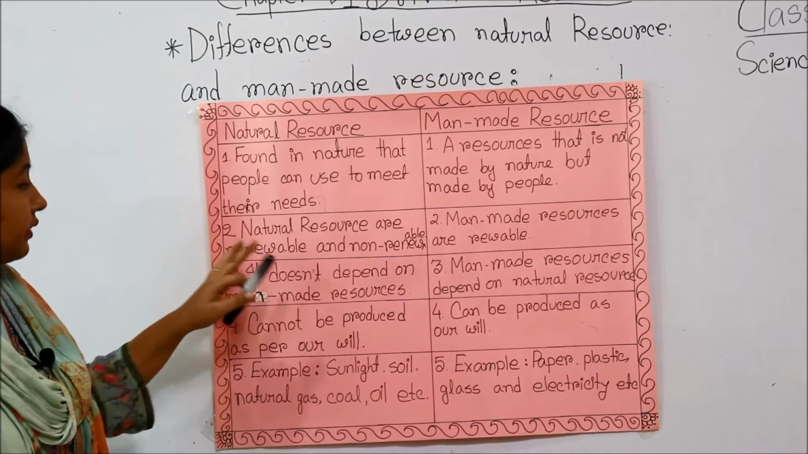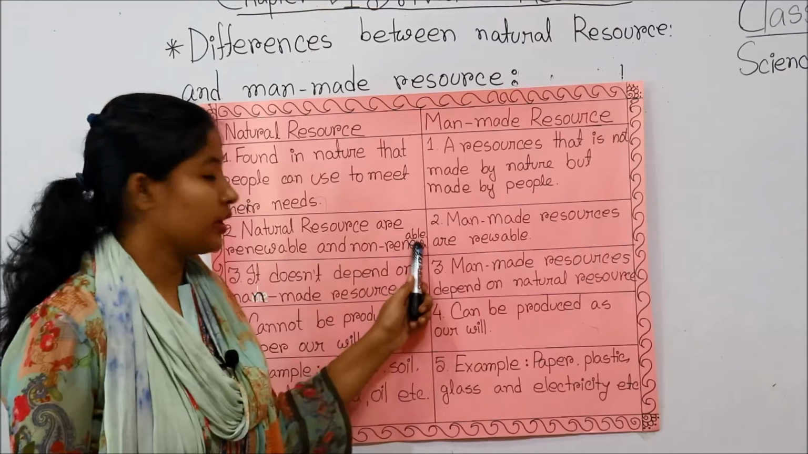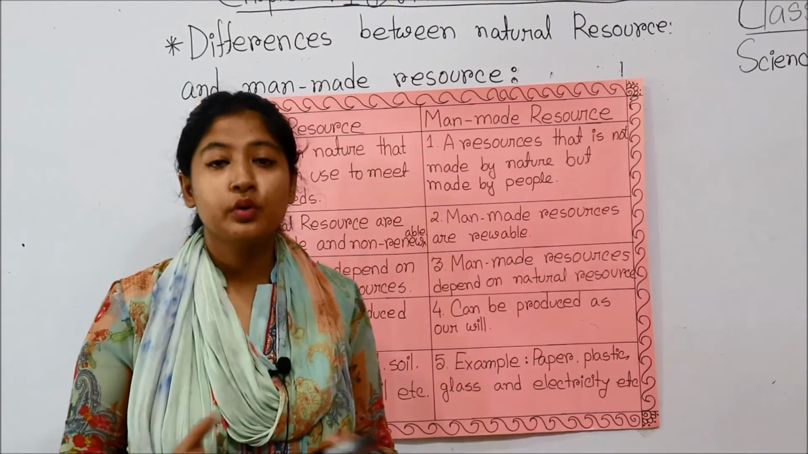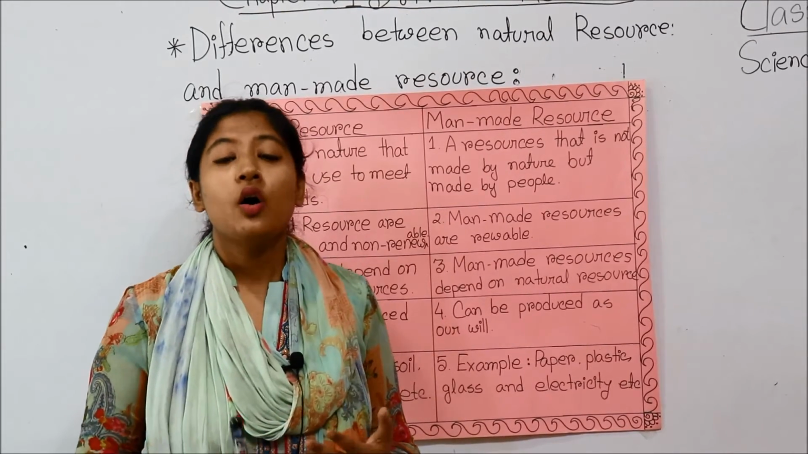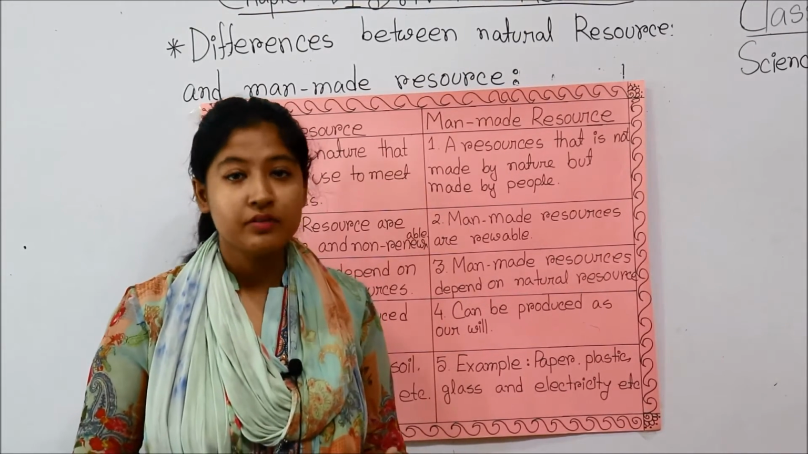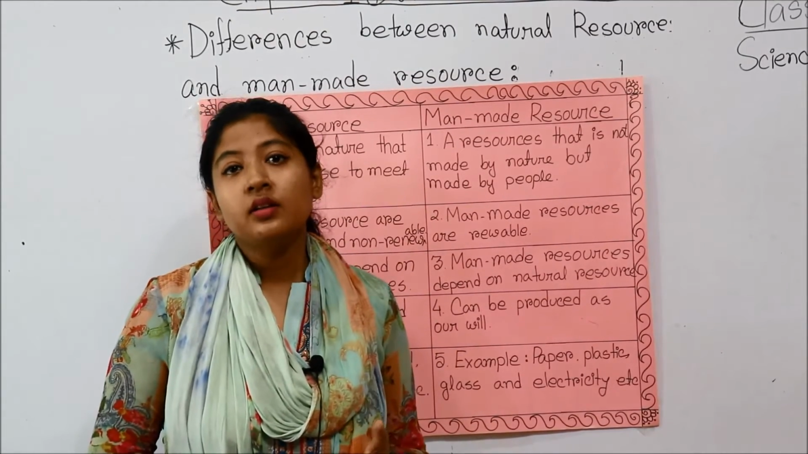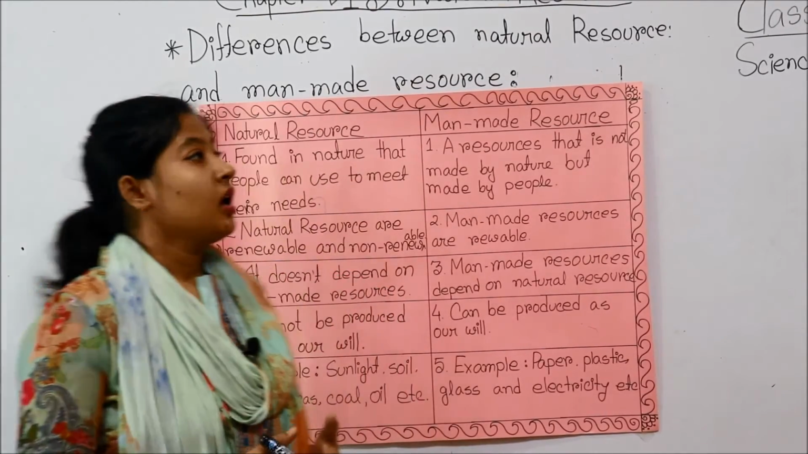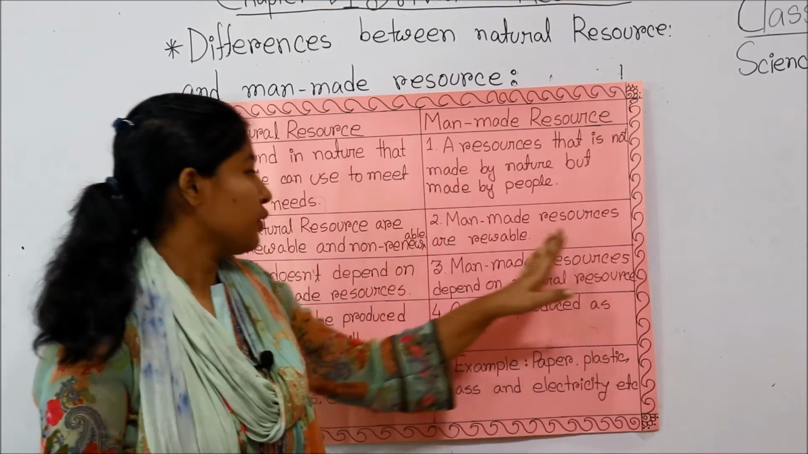Second difference is natural resources are renewable and non-renewable. Natural resources can be both types. It can be renewable, such as sunlight, wind, water, or it can be non-renewable, such as natural gas, oil, coal. These types of resources we can't renew. And man-made resources, they are always renewable.